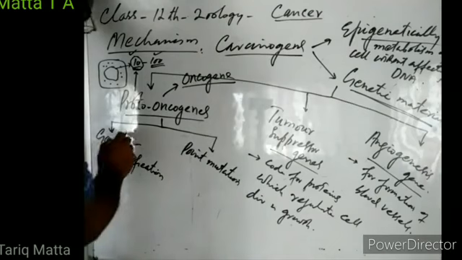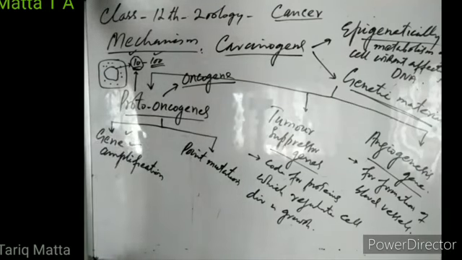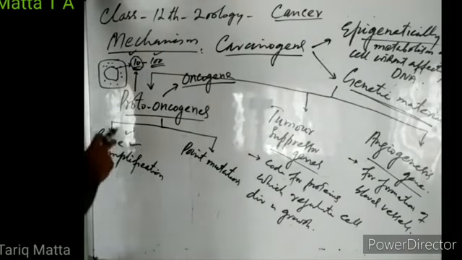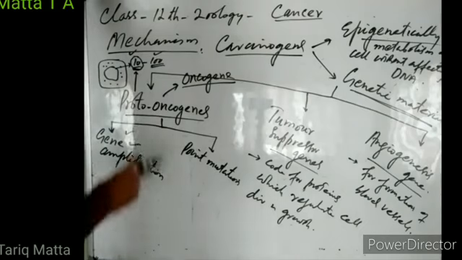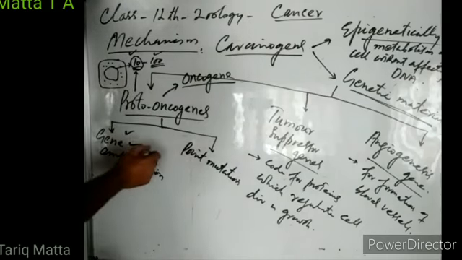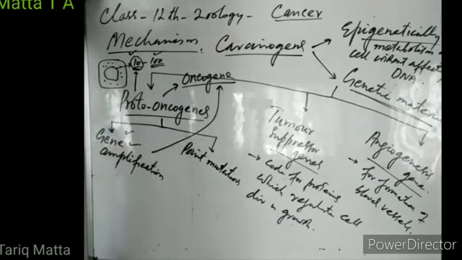So gene amplification, an increase in the number of copies of a proto-oncogene in a cell's genetic material, is one cause of cancer, right? So by gene amplification, a proto-oncogene may be converted into an oncogene.